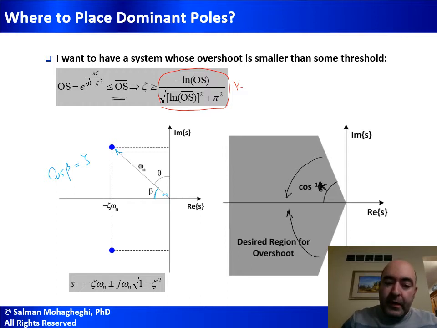So if I have poles exactly on these lines, I'm going to get a damping ratio, or I'm sorry, an overshoot, which is exactly equal to OS bar. But if I have any poles in this shaded region, that means the overshoot is going to be less than OS bar. So this is a third way that I can decide where to place my dominant poles in order to get that particular behavior in terms of overshoot.